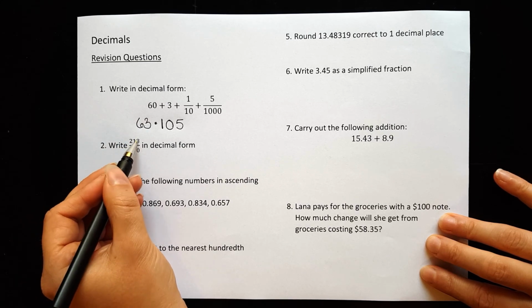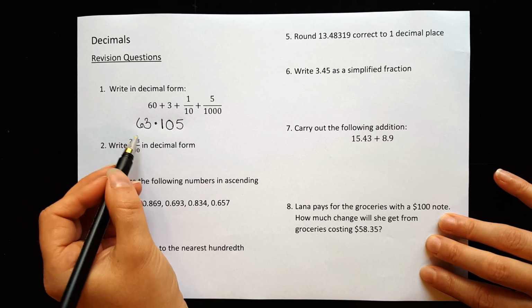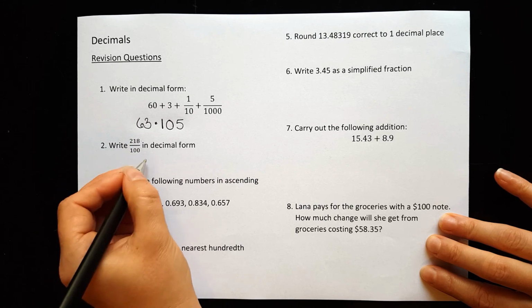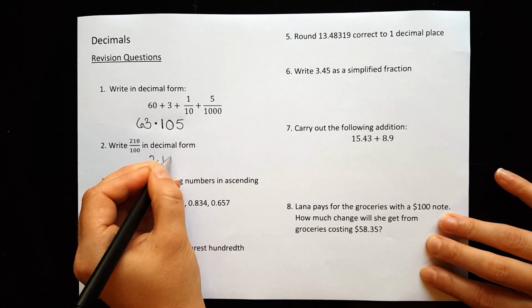Question 2, write 218 over 100 in decimal form. So I'm basically dividing this number here by 100, which means the imaginary decimal point at the end here needs to go back 2 places. 2 jumps will make it 2.18.